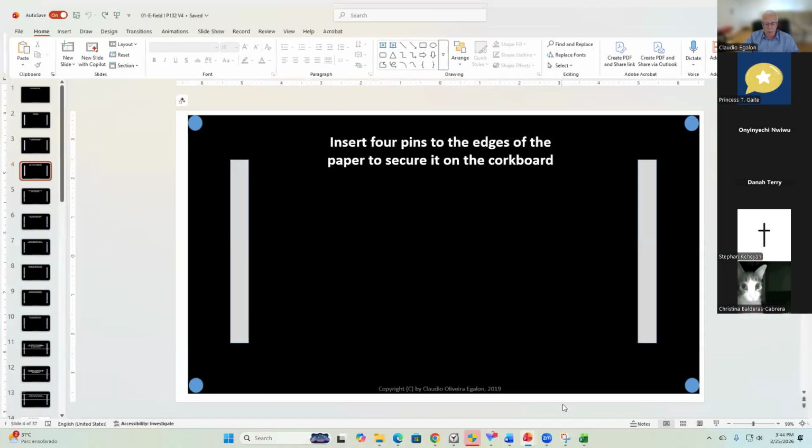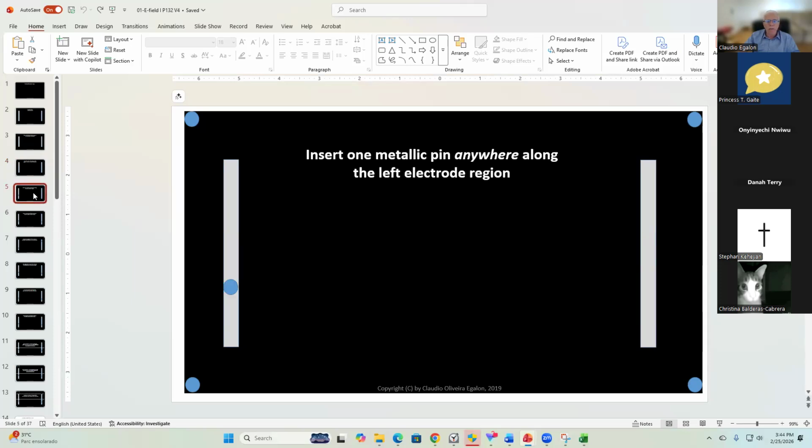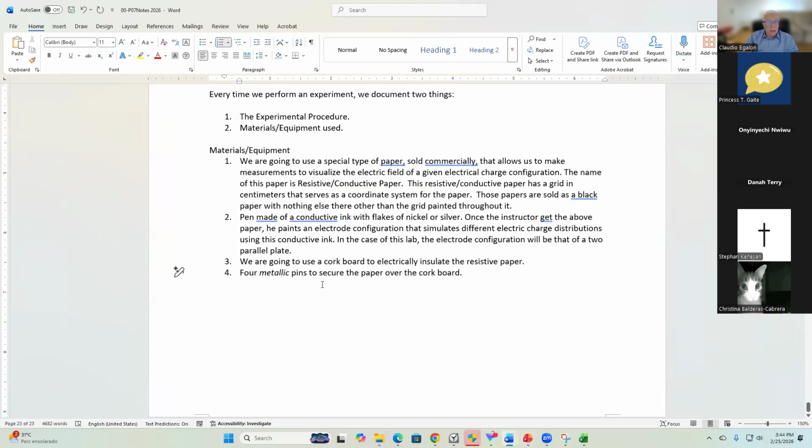Let's go for the next one. Very soon I'm going to have our break. We'll try to cover as much as I can. Next, insert 1 metallic pin anywhere along the left electrode region. 4 metallic pins to secure, and 2 metallic pins punched at the position of each electrode. Can you picture that?